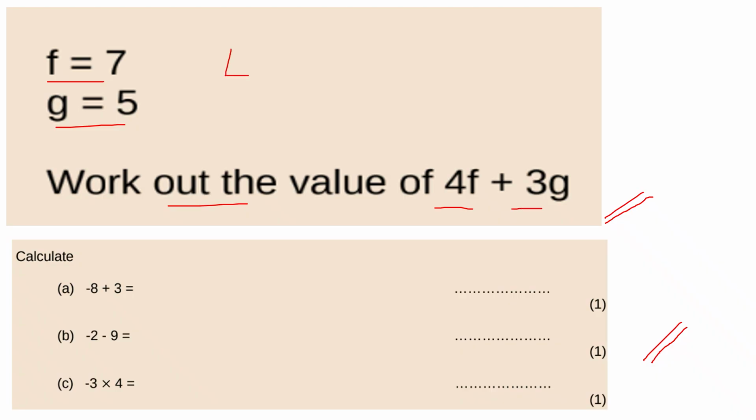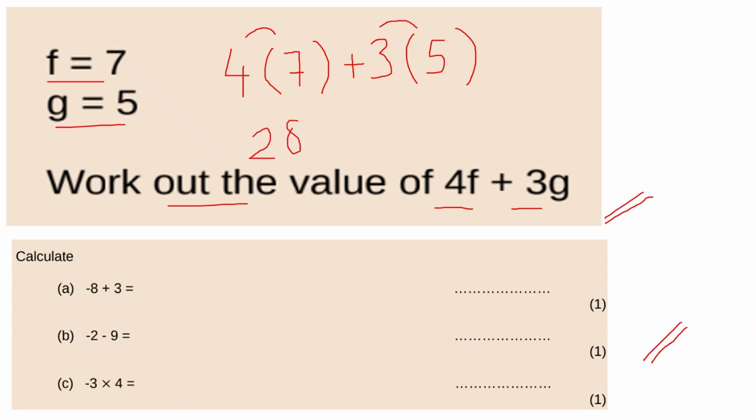So we have 4 lots of f, so 4 lots of 7, so 4 times 7 plus 3 times g, or 3 lots of g, so 3 lots of 5. So expanding the brackets out, 4 times 7 is 28, plus 3 times 5 makes 15. So we've got 28 plus 15 is equal to 43, okay? And that is looking at substitution into an algebraic expression.